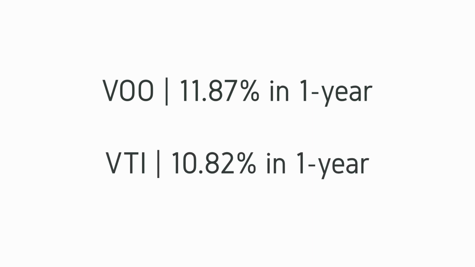Since 1 year ago, VOO returned 11.87%, while VTI returned 10.82%. Since 5 years ago, VOO returned 11.44% and VTI returned 10.87%.